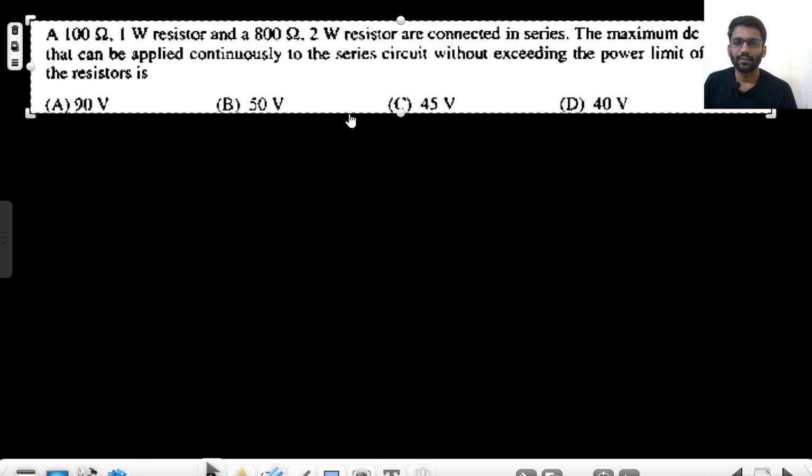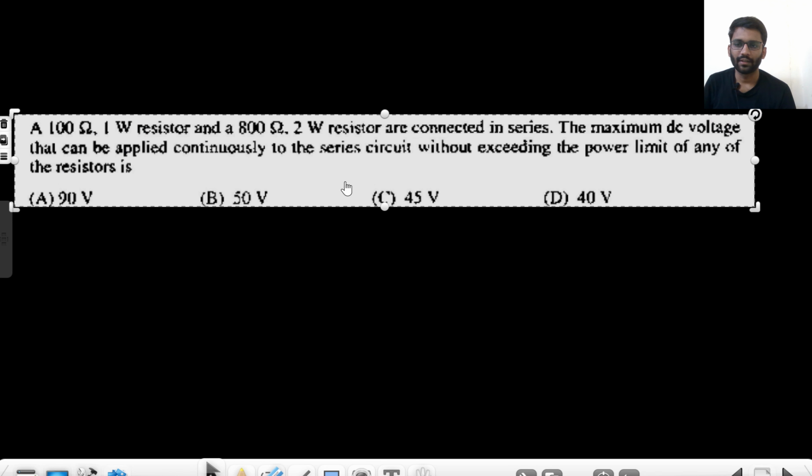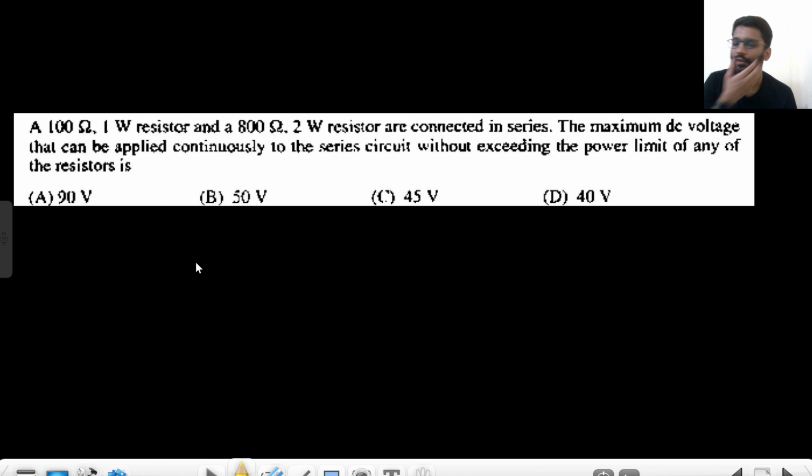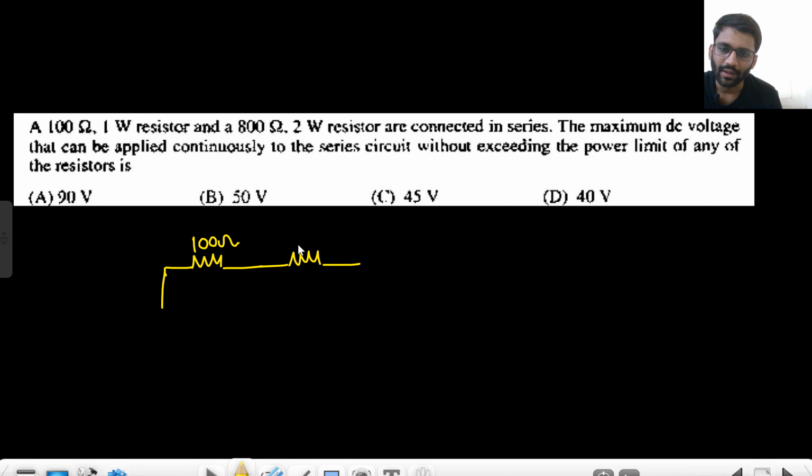Now let's see the question. A 100 ohm and 1 watt resistor and a 800 ohm and 2 watt resistor are connected in series. What is the maximum DC voltage that can be applied continuously to the series circuit without exceeding the power limit of any resistor? We have 100 ohm resistance, and then we have 800 ohm resistance. The power is 2 watt here and here the power is 1 watt.